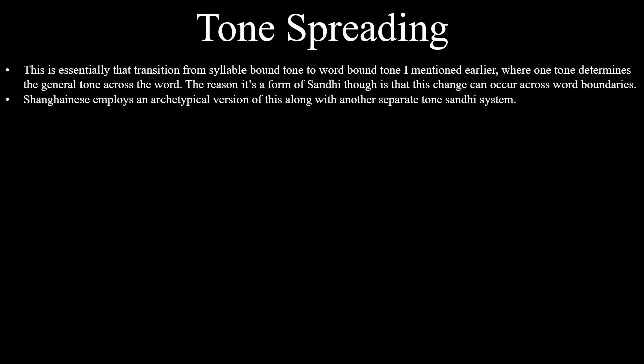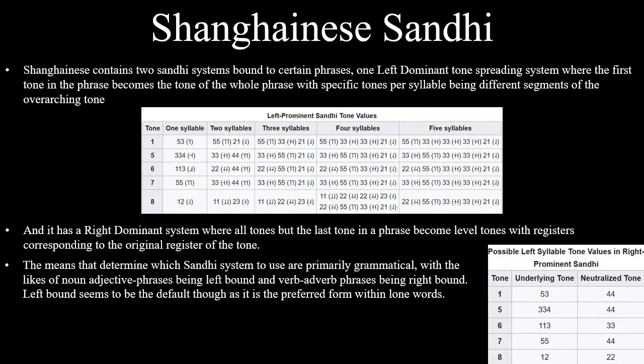Although the thing that makes it Sandhi is that it effectively makes the tone phrase-bound, as the tone spreads across word boundaries. Shanghainese has two tone Sandhi systems, one of which is a perfect tone spreading example, but I'm also going to talk about the other one here too. It has its left dominant system, which essentially has the first tone of the phrase spread across multiple syllables, with the specific tones being based on the number of syllables in the phrase and the original tone.